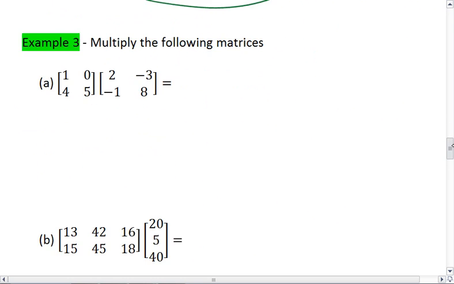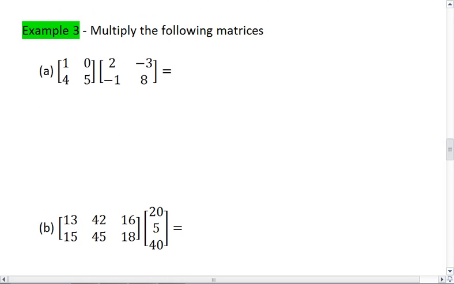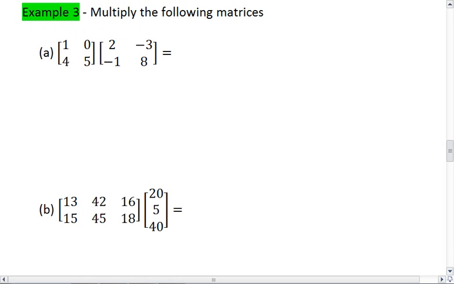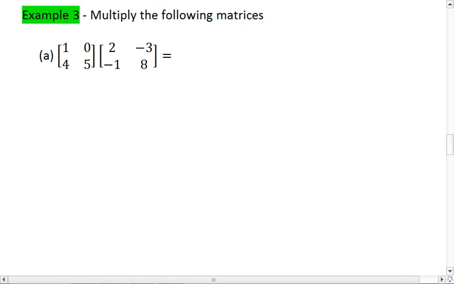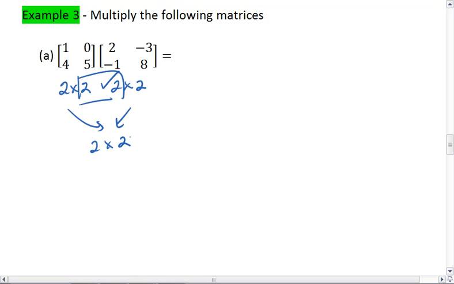Let's try some examples. Example 3, I want you to multiply the following matrices together. If you want to, just follow along for part A and then try part B on your own. Right, for part A, we see that this is a 2 by 2 matrix multiplied by a 2 by 2 matrix, which means we can do the multiplication and that we should end up with another 2 by 2 matrix.